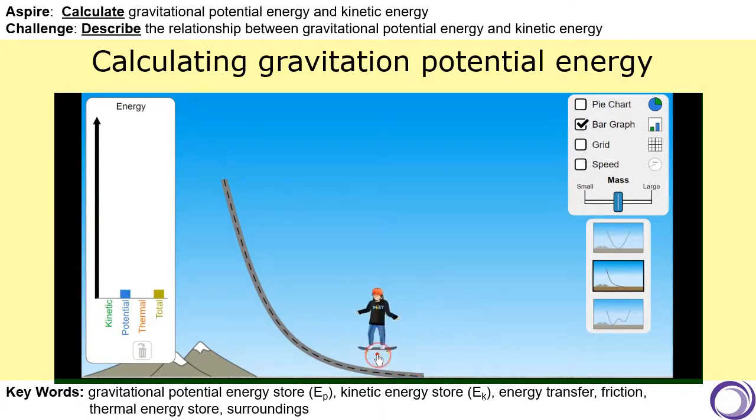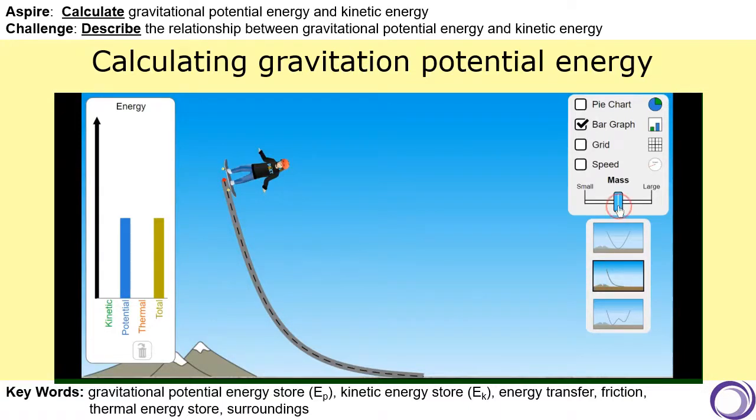So if I lift them up again, and if I want, I can hover them up in the air, and you can see that the higher the skateboarder is, the more gravitational potential energy, and the lower they are, the less gravitational potential energy. So height is one factor that affects gravitational potential energy. Now, another factor that will affect it is mass.